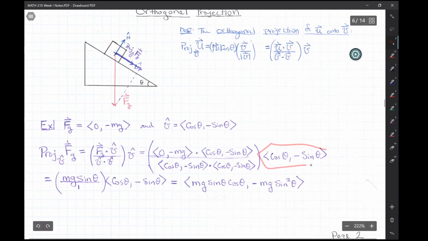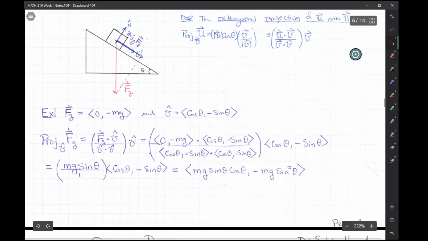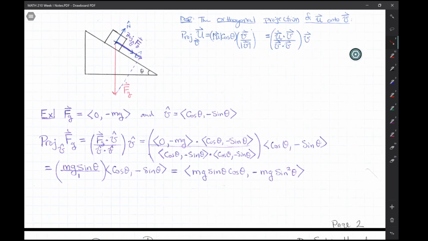And what is this guy? This is v. Okay, so you're just plugging it in there. I wrote v with a hat just because it was a unit vector. I mean, we didn't necessarily have to do that. It's just coincidental that the vector that we're using is a unit vector, but there's really no need to use a unit vector there.